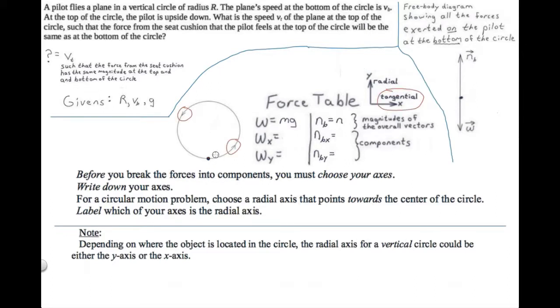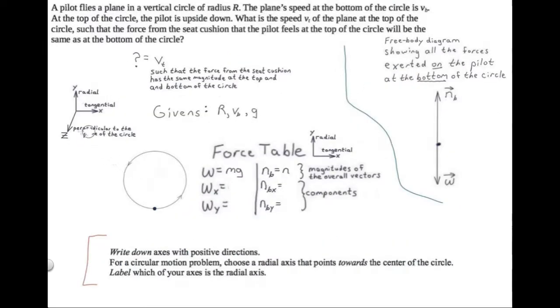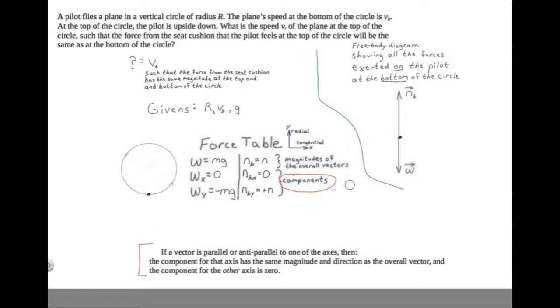We have arbitrarily assumed that the plane is moving counterclockwise around the circle, so we will choose an x-axis that points to the right, since that is the plane's direction of motion at the bottom of the circle. Notice that in this case, the x-axis is tangent to the circle. Now, if you want to, you can also write down a z-axis that points out of the page. The z-axis in this case is perpendicular to the plane of the vertical circle. But the z-axis is usually not important for solving typical circular motion problems, so I will stick with just the x and y axes. We can use this rule to break both of the forces into components.